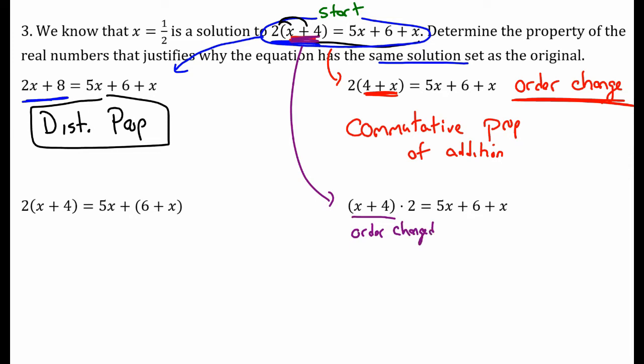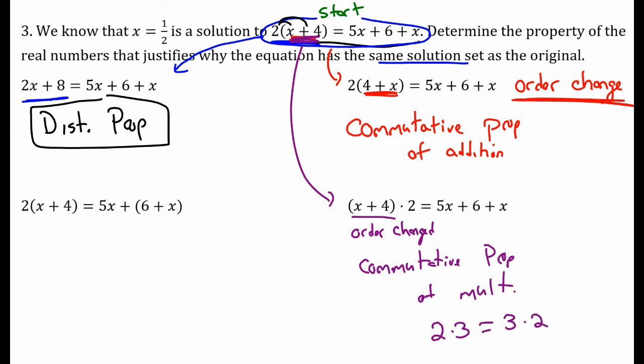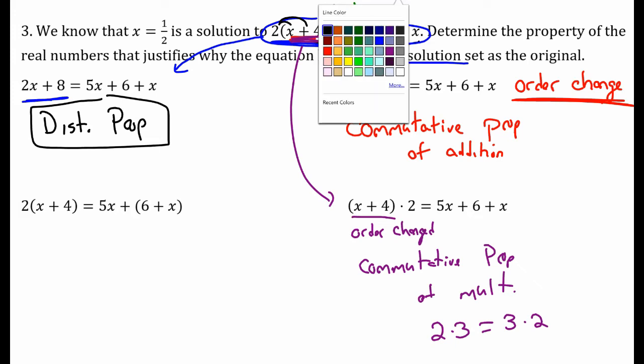The order changed, so that's the commutative property. The commutative property of multiplication. Multiplication is another commutative operation. I could do 2 times 3, but you might say it's 3 times 2. I'm going to get the same result. It doesn't change the value of whatever expression, or it doesn't change the solutions of the equation that we're working with. So these properties should be somewhat familiar to us. This is hopefully a review.